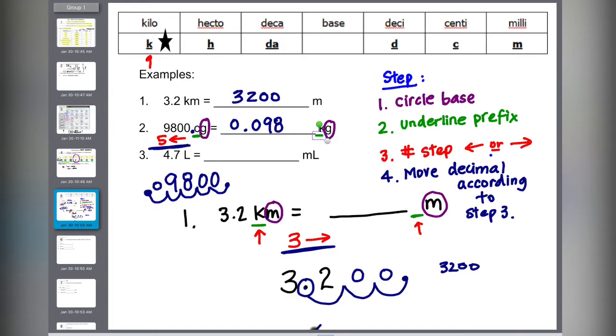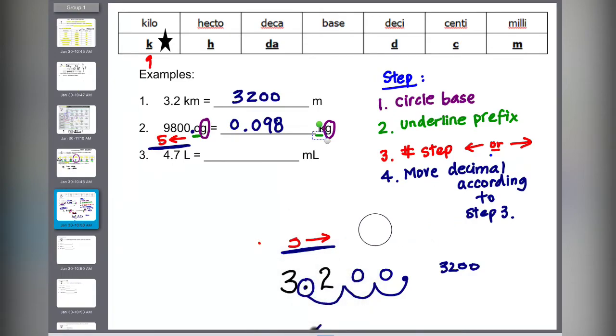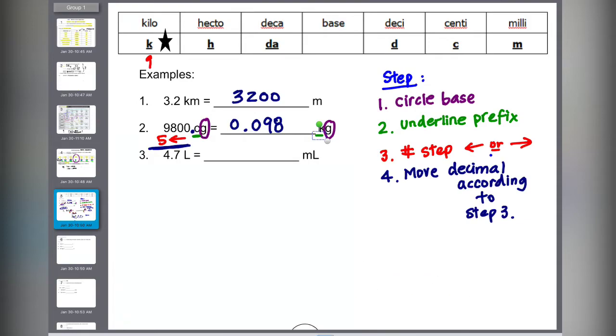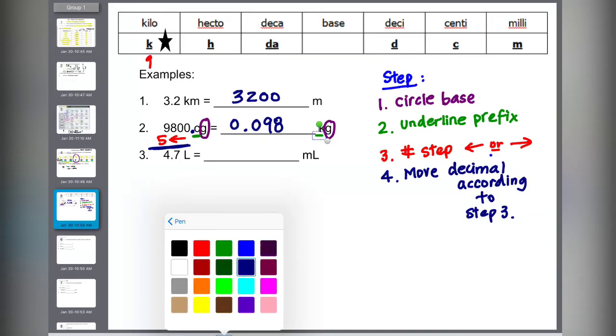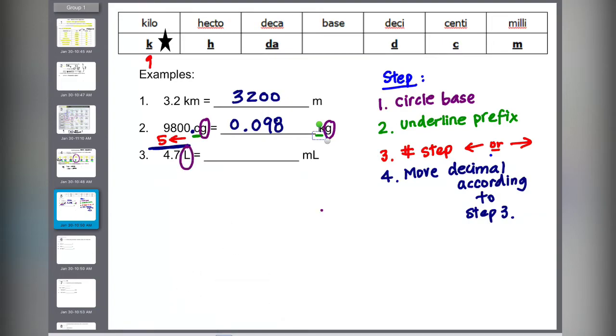Okay. All right, last one, number 3. I'm going to erase some of these things. You can rewind it if you need to see it. I'm just going to erase some of these guys, just so I have a bit more room. Okay, so 4.7 liters to milliliters. First step, circle my base. My base is L and L.